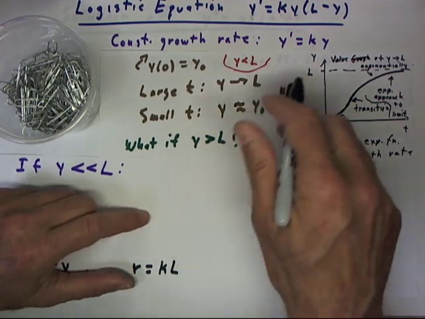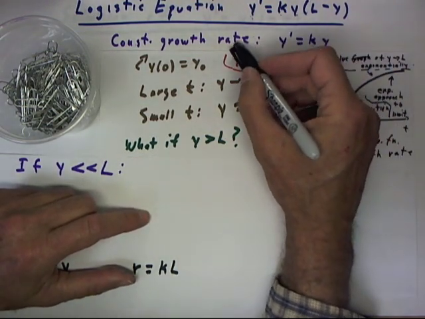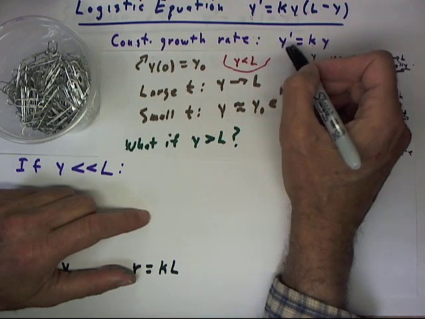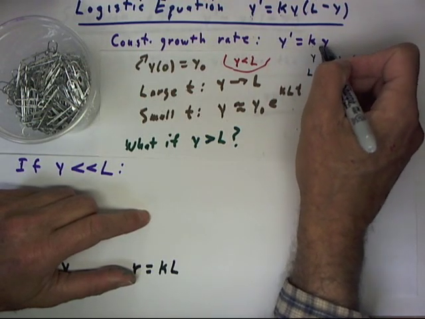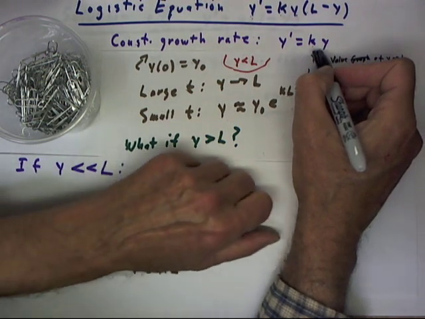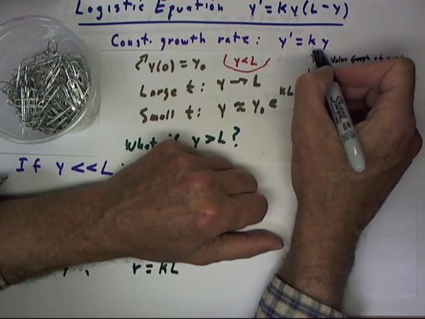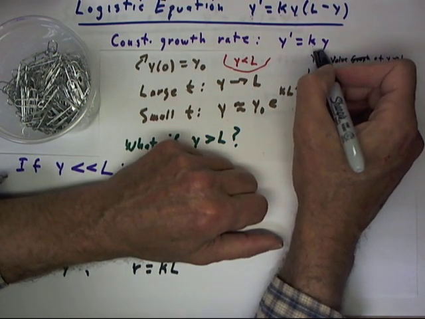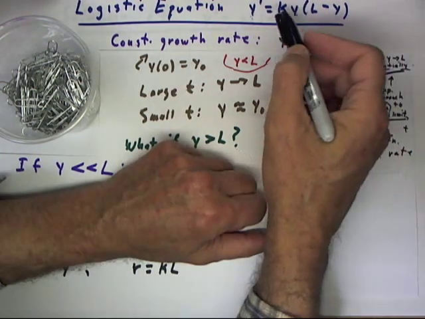So, let's recall that when we had a constant growth rate, y prime equals ky, that gives us exponential growth. That's something that's learned traditionally in a first semester calculus course, around the middle of the year, if not before.